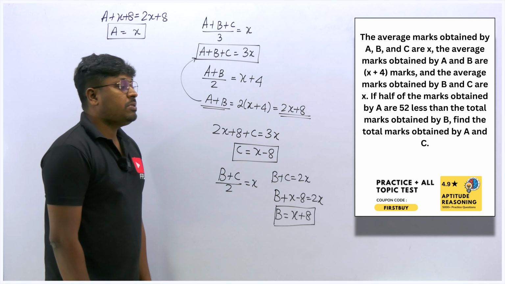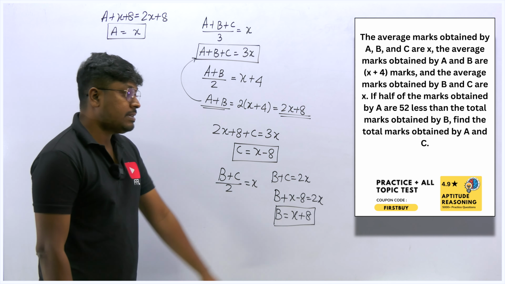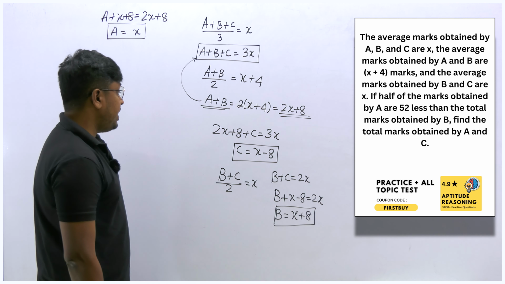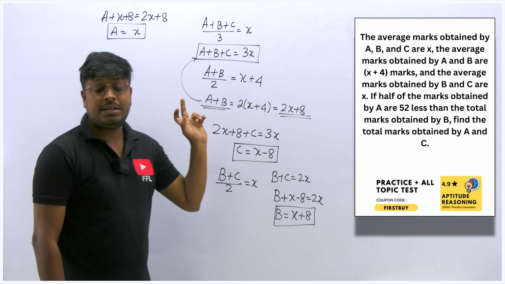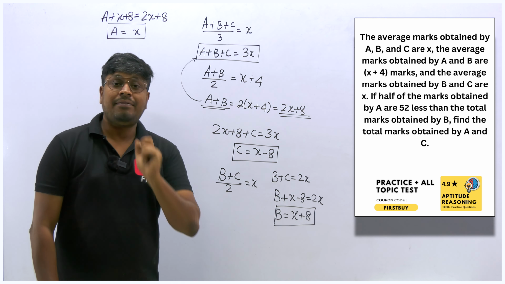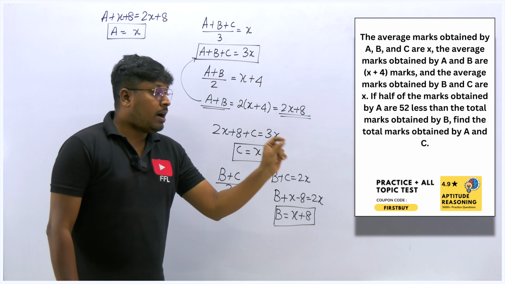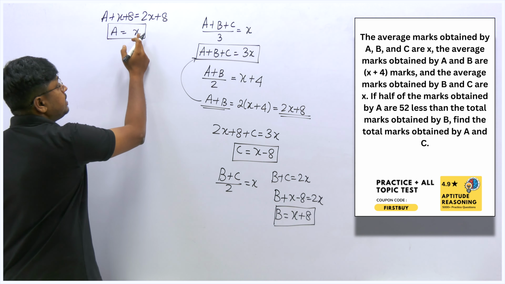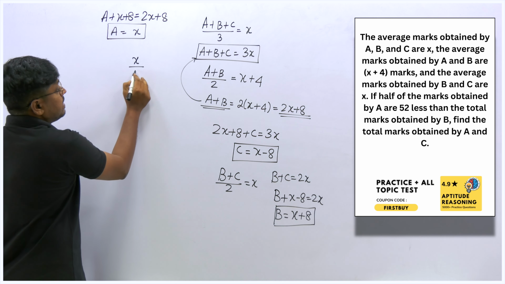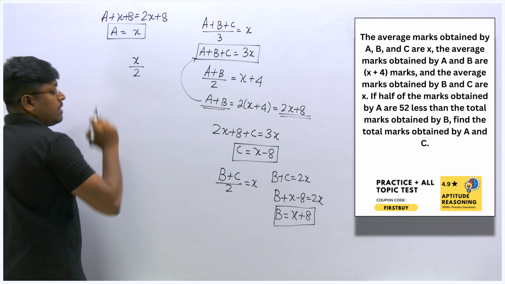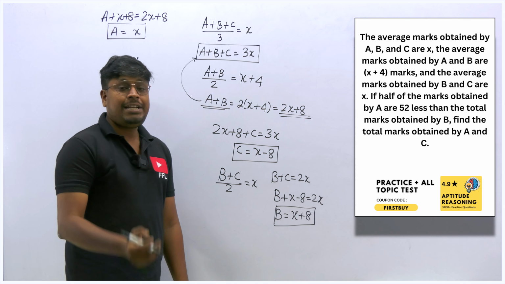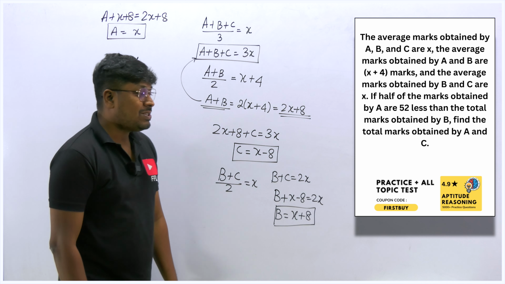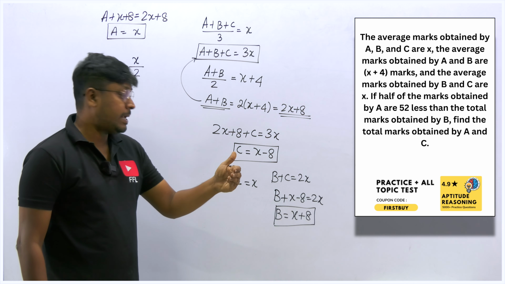So now according to the question, what we need to find here is the total marks obtained by A and C. And they have given a clue that half of the mark obtained by A, and we already know that the mark obtained by A is X, so half of it, X divided by 2, is 52 less than the total mark obtained by B. Okay, so 52 less than the total mark obtained by B.